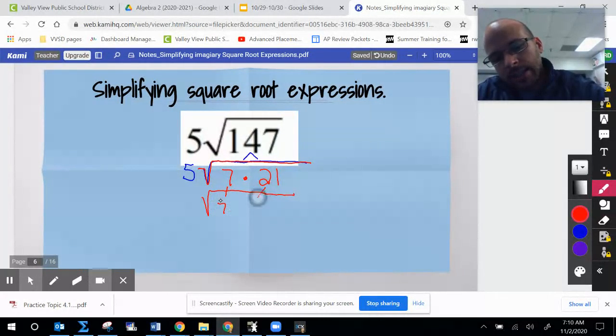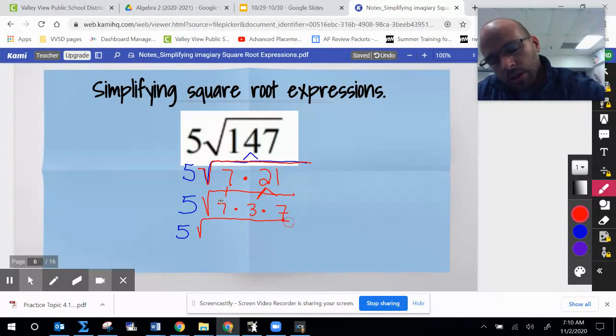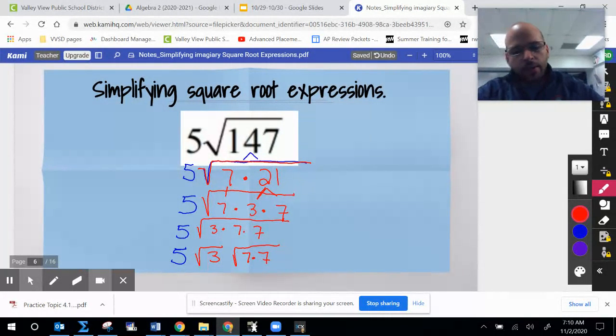7 is prime, so that stays. 21 can be broken down to 3 times 7. And don't forget, I still have that 5 in front. Okay, so now if I reorder this, if I rewrite this, so all my numbers are in order, I have a 3 times 7 times 7. I can break it apart. So the 5 just stays out front. I have the square root of 3 I can't really do anything with, but I do have a square root of 7 times 7.